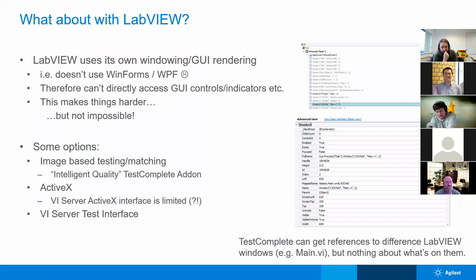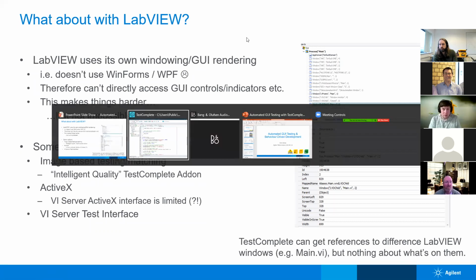dropping the controls onto the WinForms panel, TestComplete allows you to delve into all of those properties and see, rather than doing a screen capture, you can just pick out what the value of a text box is. You can select a text box by name, and you can get all of the properties about it.